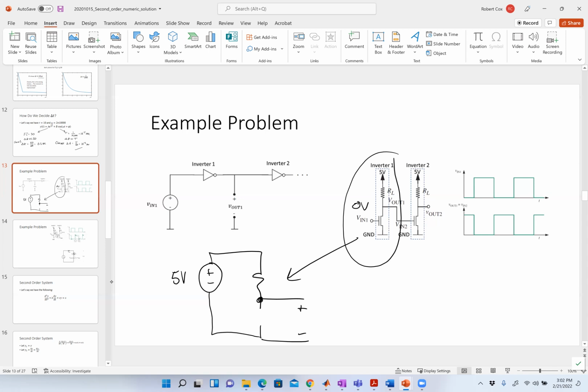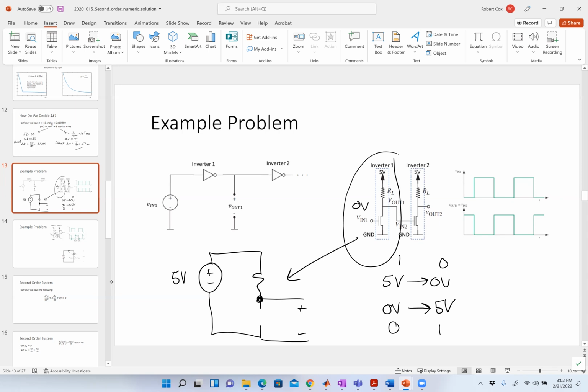Here at this point, 5 volts. So if I put 5 volts in, I get 0 volts out. If I put 0 volts in, I get 5 volts out. That's a NOT gate, right? I put a 1 in, I get a 0 out. I put a 0 in, I get a 1 out.